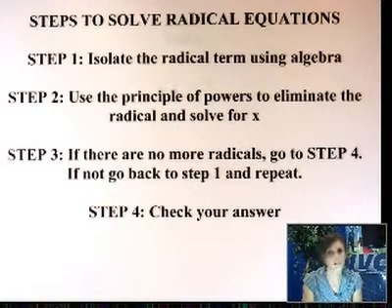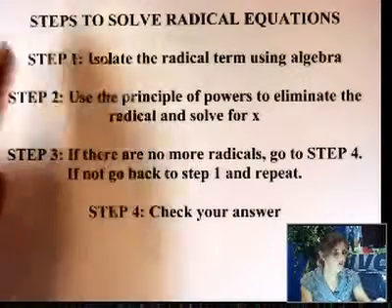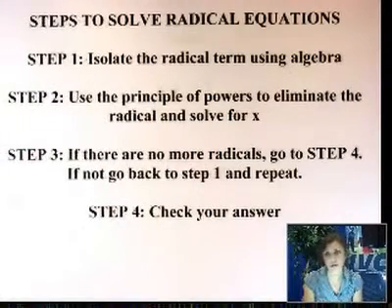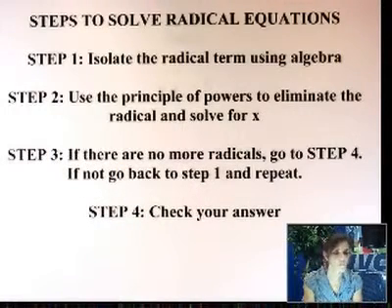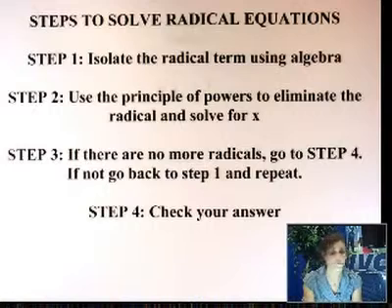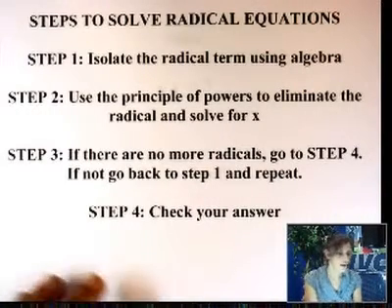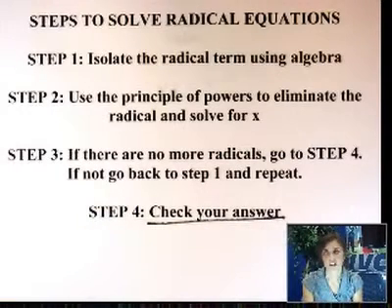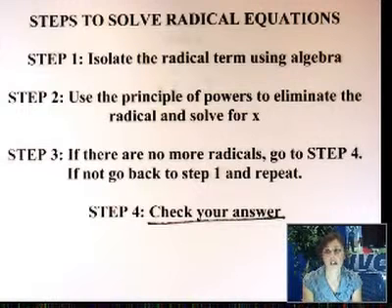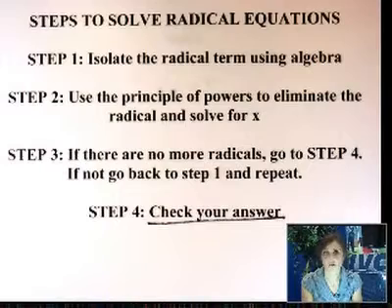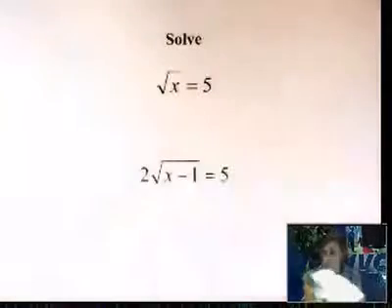If you don't get rid of all the radicals, you isolate the radical one more time and do the second step. Use the principle of powers to eliminate the radical again. So you may have to do that twice. But what is important is you have to check your answer either way, because in these radical equations, sometimes you'll get an answer that's called an extraneous solution, and it's not going to work when you plug it back in. All right, so I'll show you some examples.